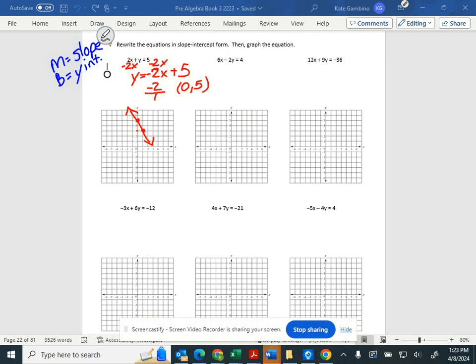Okay, we've done that objective already, so if you forgot how to do it, flip back to that objective to remember how to graph from the slope-intercept form.